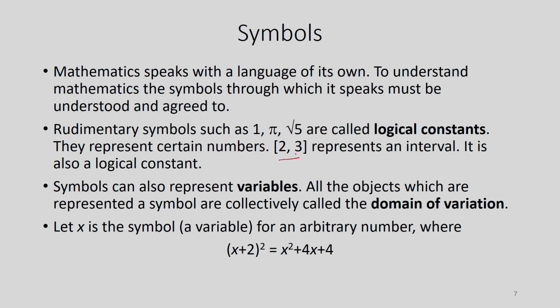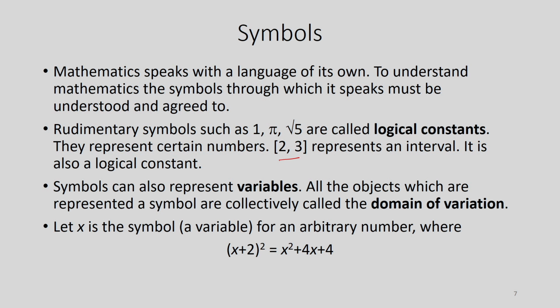Also, take this particular thing. You have a bracket, and within the bracket you have 2 comma 3. What does it represent? It is an interval, okay, but it is also a logical constant. It is like a number because it represents a set of numbers only, nothing more than that. So, these things are logical constants, but symbols can be more than logical constants. They can also represent what are known as variables. All the objects which are represented by a symbol are collectively called the domain of variation.